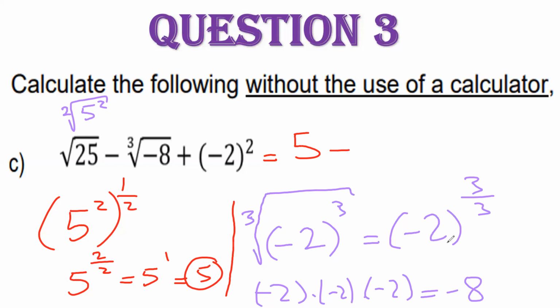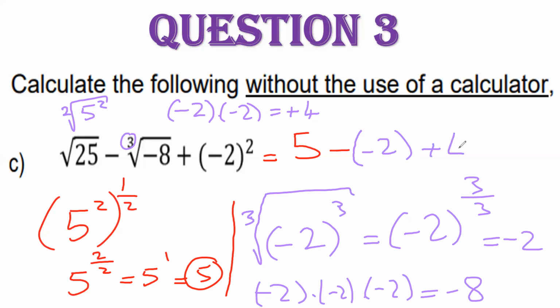Now, negative 2 to the power of 3 over 3. Why? Because we have 3 here. So you get negative 2, but in brackets, please don't forget negative 2. And the next one, negative 2 to the power of 2. The answer is positive 4. Why? Because negative 2 times negative 2 makes positive 4. You remember? Negative times negative makes positive. Same sign, you just get positive. And then we have plus 4.